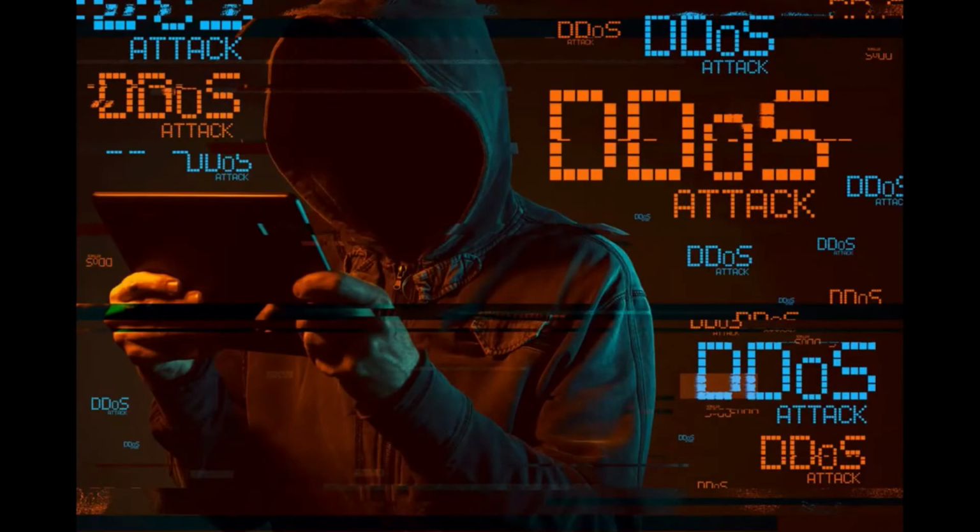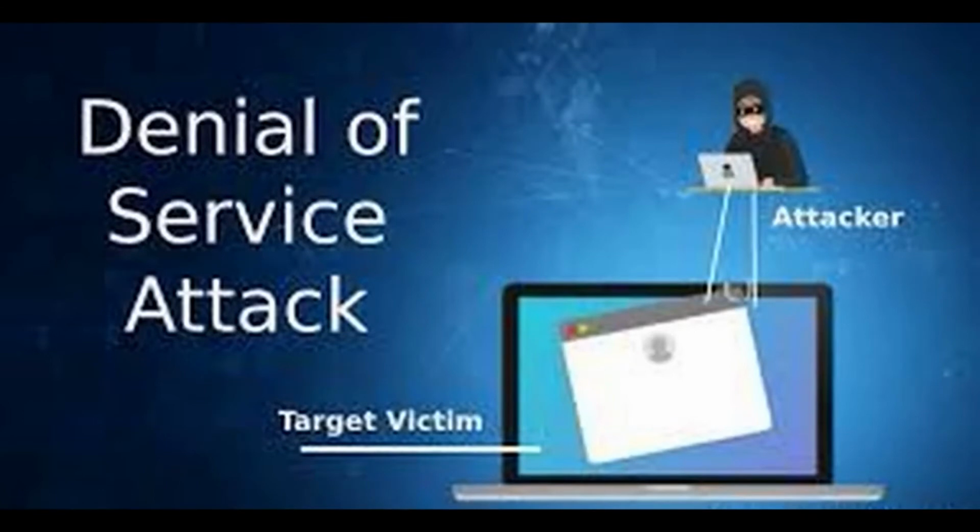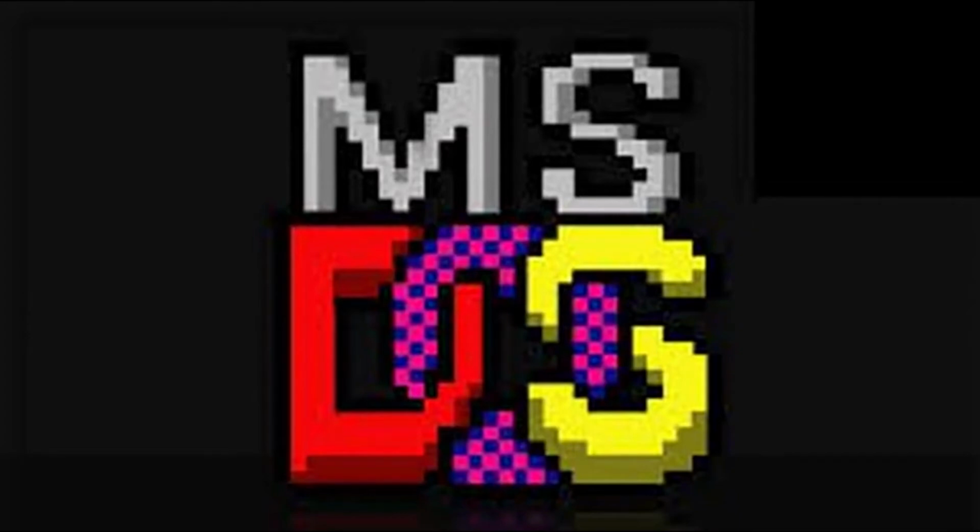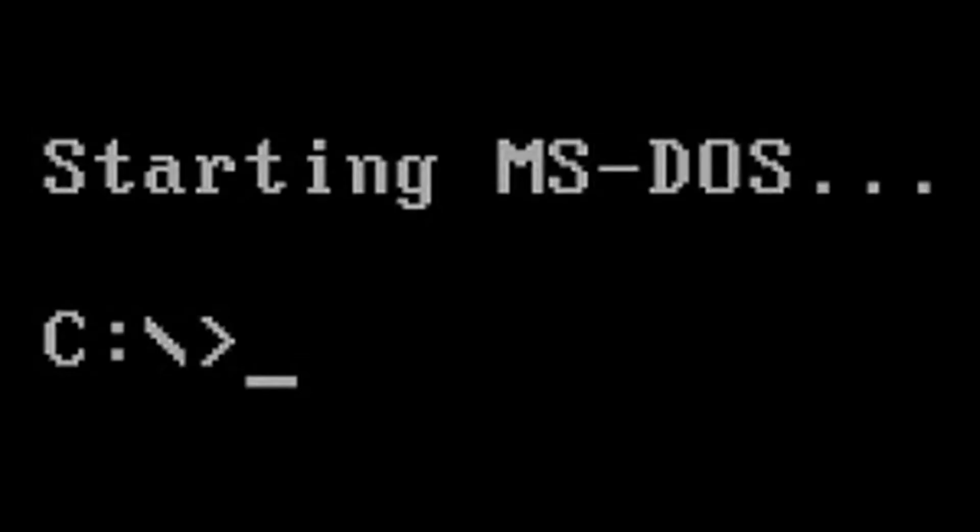In order to understand what a DDoS attack is, you must first know what a DoS attack is. Note that a DoS attack stands for Denial of Service and is not the same as Microsoft DOS, which stands for Disk Operating System, the operating system sold by Microsoft before the advent of Windows.